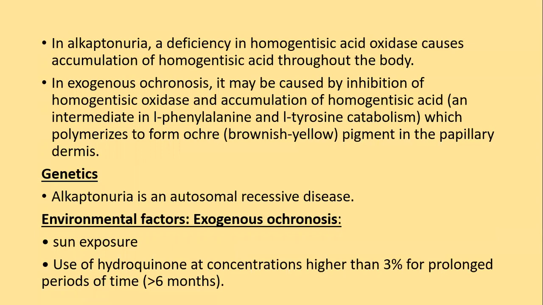Genetics. Alkaptonuria is an autosomal recessive condition. Environmental factors that are important for exogenous ochronosis is excessive sun exposure and higher concentration of hydroquinone, that is more than 3% for prolonged period of time, that is more than 6 months.